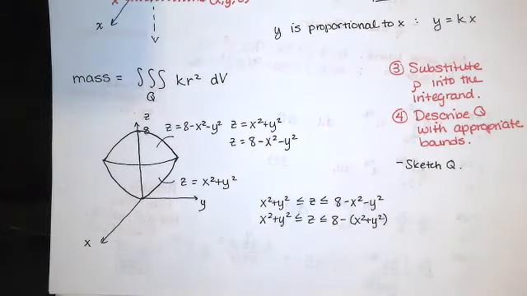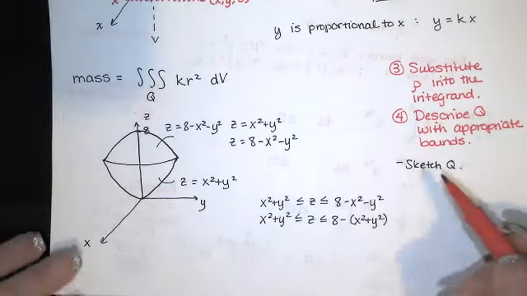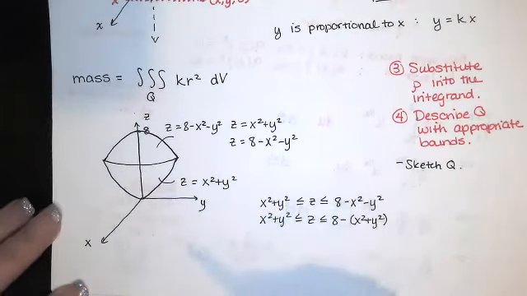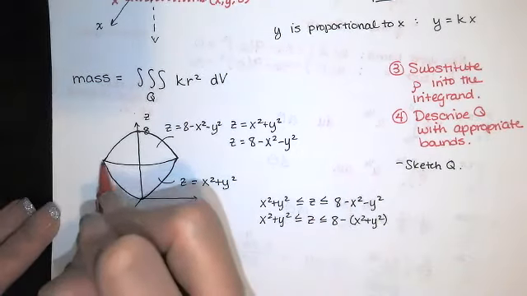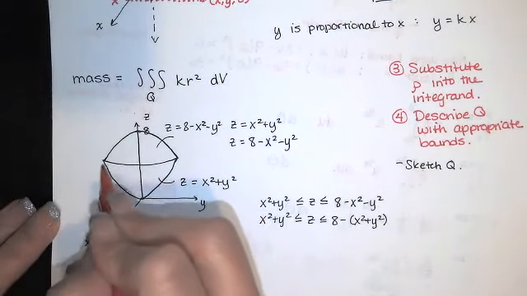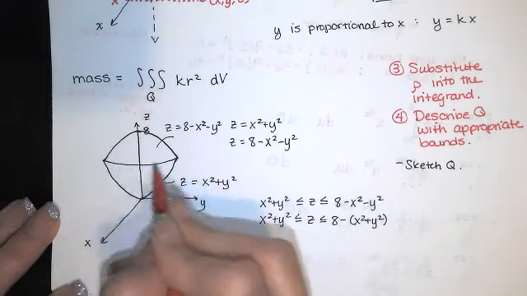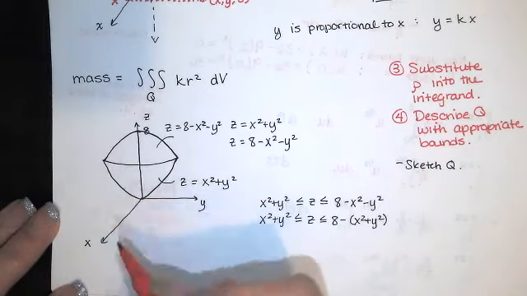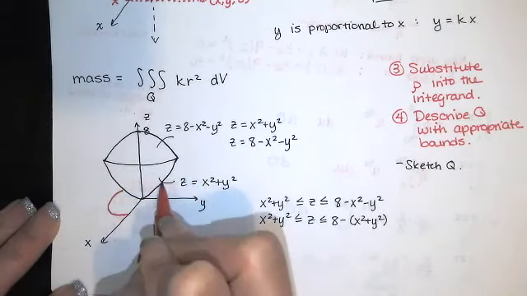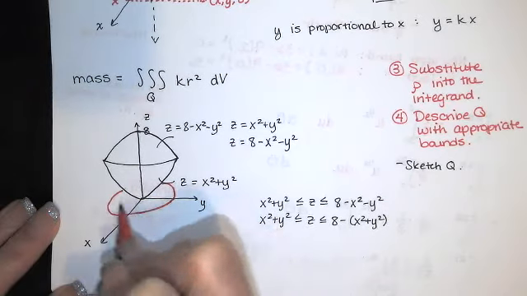And then I have to think about, okay, once I've sketched Q, I need to think about the projection of Q onto the XY plane. Well, I can see the projection is going to be defined by that circle where they meet. Looks like a circle, doesn't it? Maybe it's an ellipse. I think it's probably a circle.